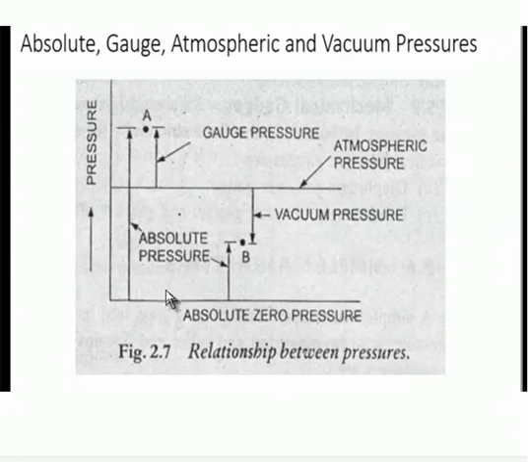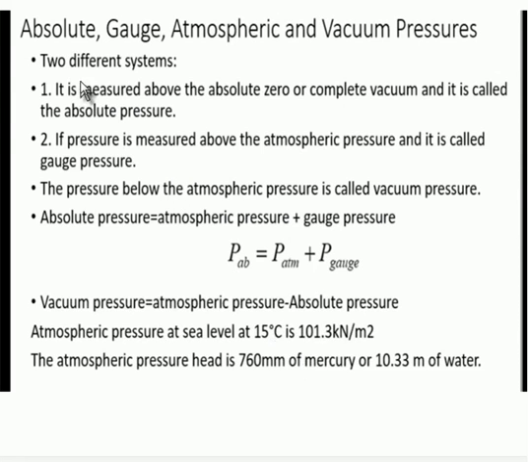Suppose you take the absolute zero pressure as the reference line, then above this absolute zero pressure it is called absolute pressure. And vacuum pressure is nothing but the difference between the atmospheric pressure and the absolute pressure. So these show the definitions and relationships between the pressures. Let us see the definitions here.